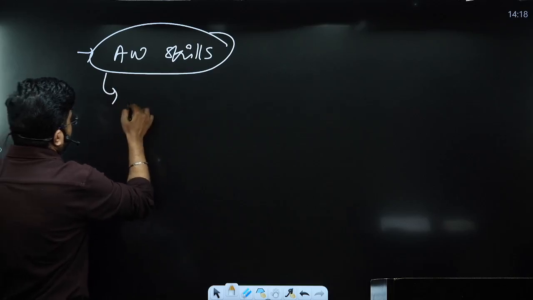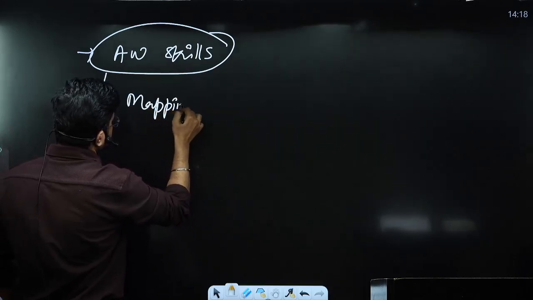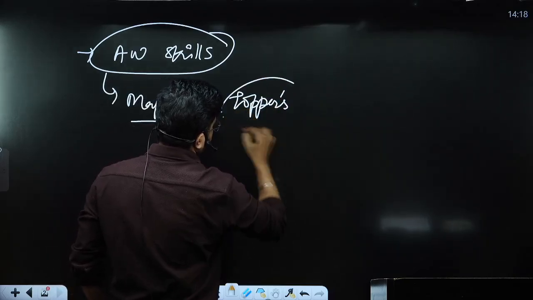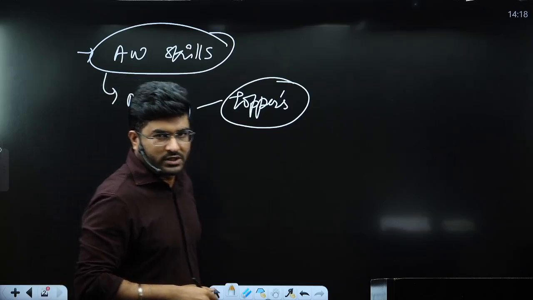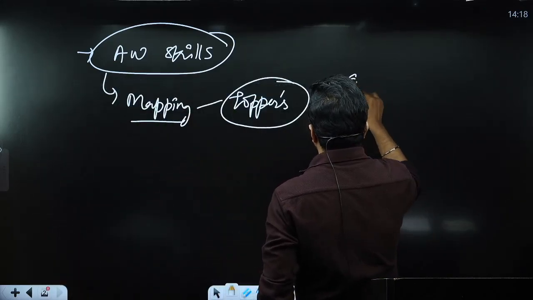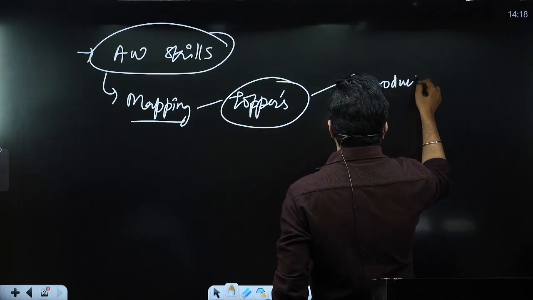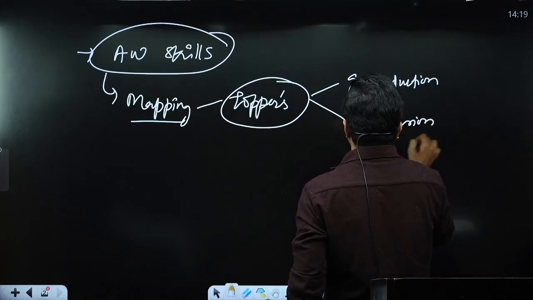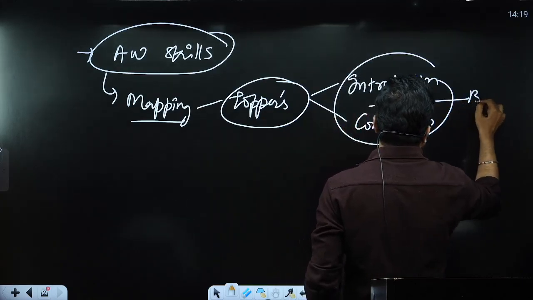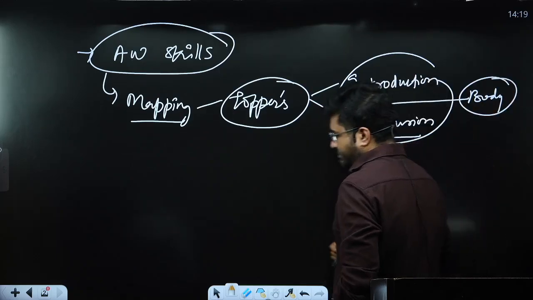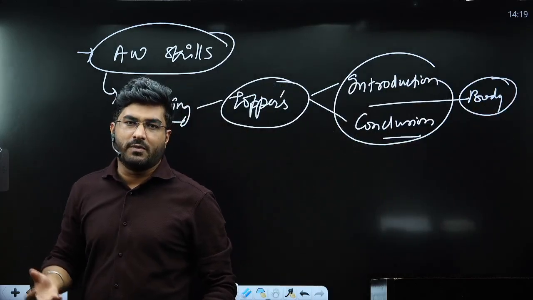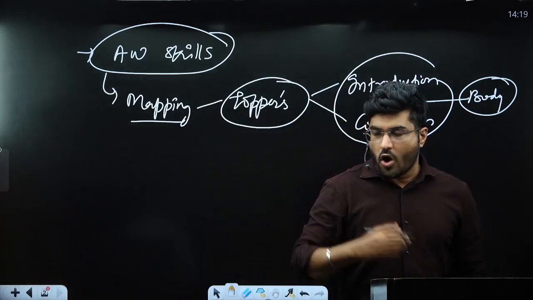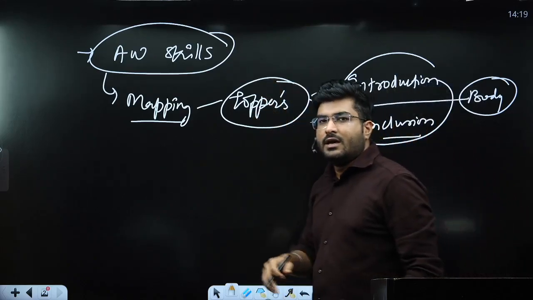We will be mapping toppers' answer sheets to highlight what kind of introduction we could use, what kind of conclusion we can make, and what the components of the body parts will be. That is how we are going to use the point format, how we are going to use the paragraph format in different approaches. Okay, all this will be done by mapping the toppers' answer sheets.